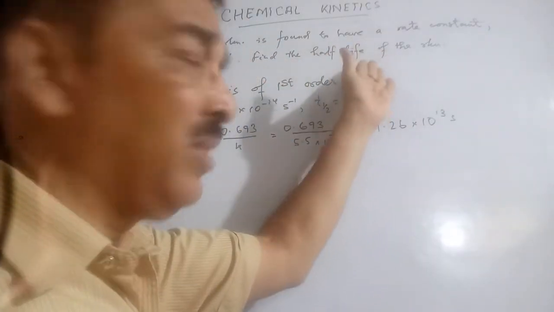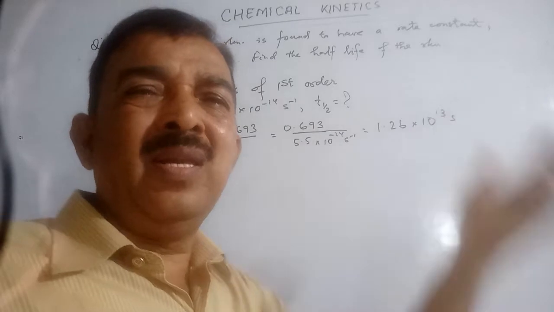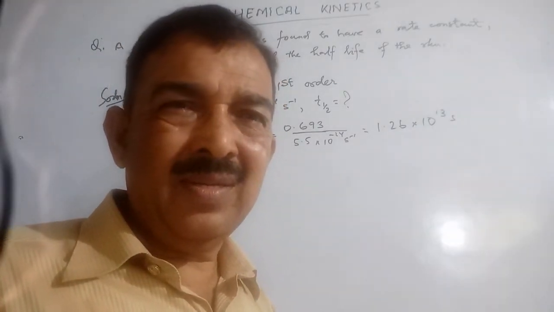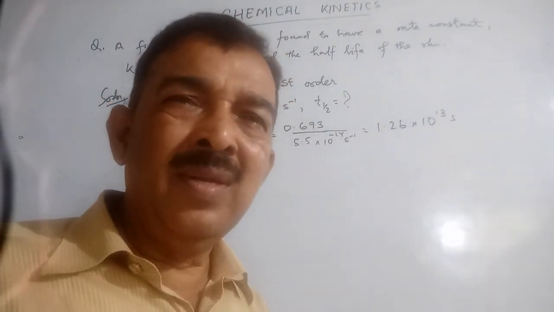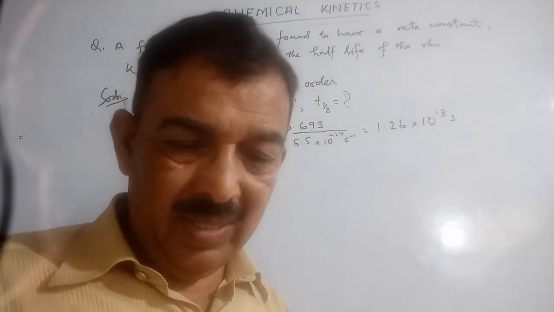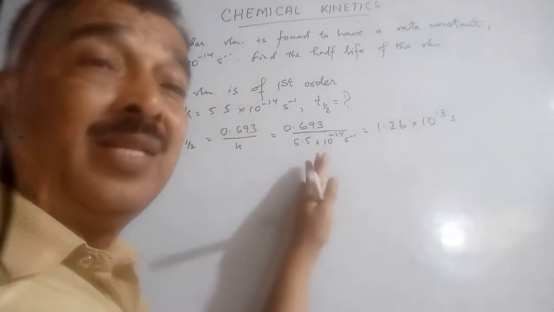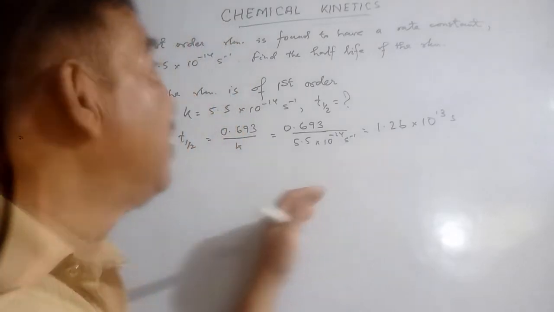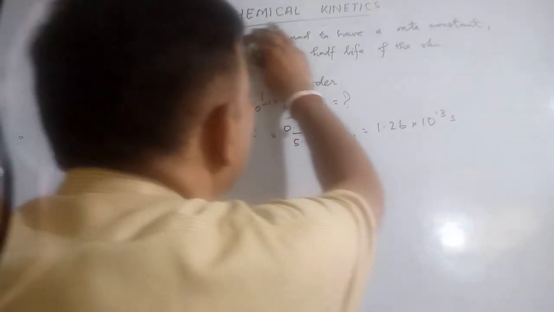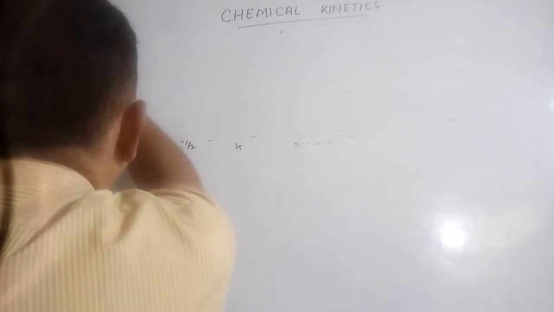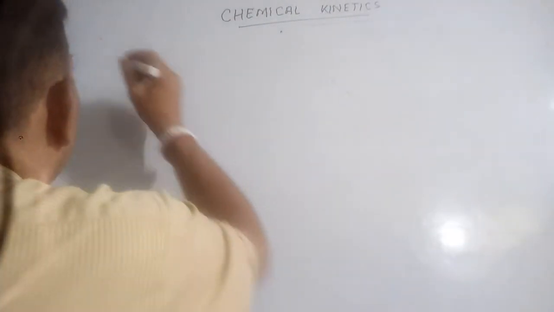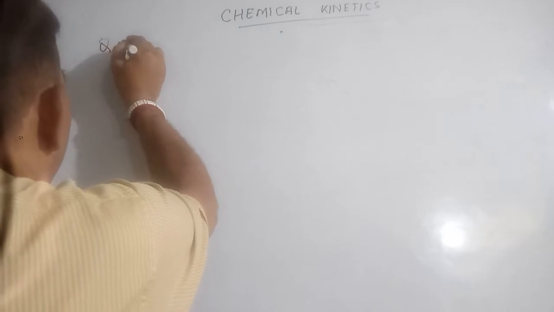If T half time period is given, then K can be asked. So let us do another numerical. A first order reaction. Is it clear to you? Question number 2.